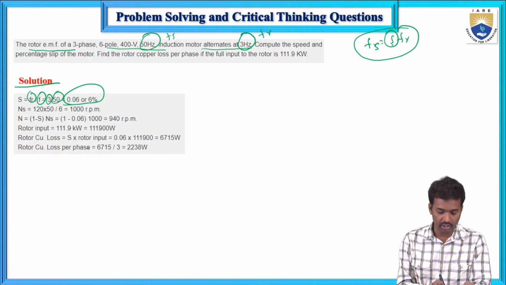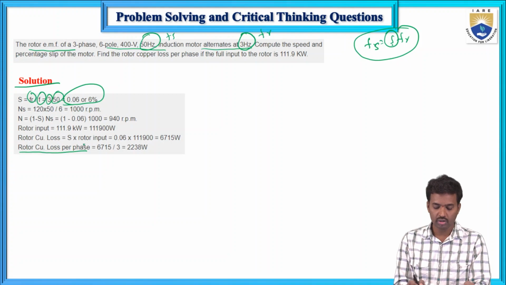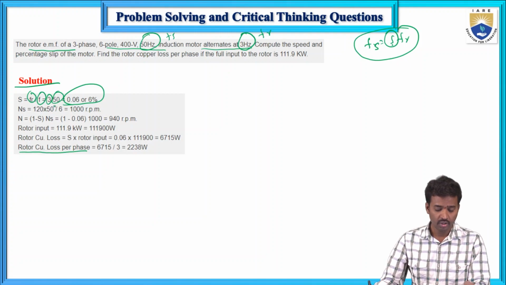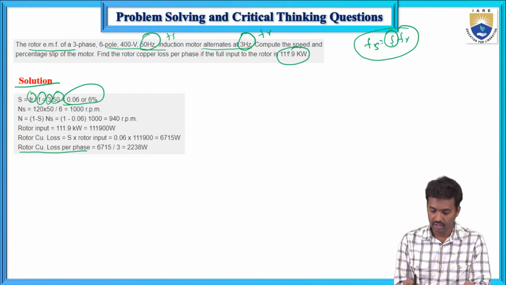So, how will we calculate the rotor copper losses? First we need the total input power, and the input power is given. First, compute the speed.